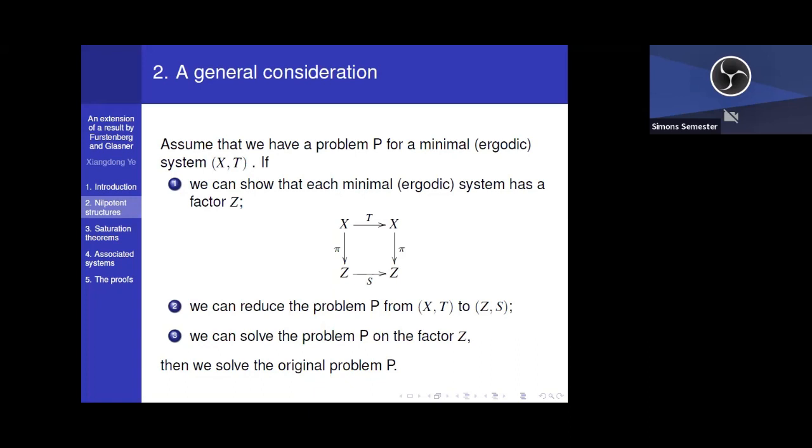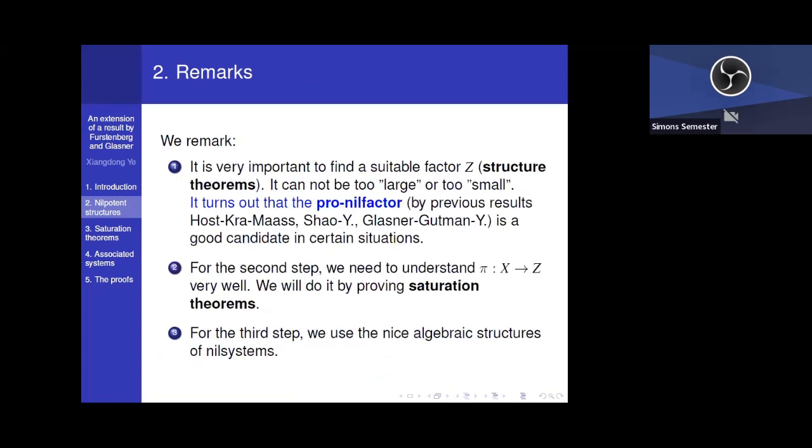If we have a problem for a minimal system, of course, first you should have a structure theorem to say there is a factor. Then you can reduce the problem from X to Z. Then you can also solve the problem in Z, and then you solve the original problem. So it's very important to find a suitable factor. It cannot be too large or too small. It turns out the Brownian system is a good candidate in certain situations.